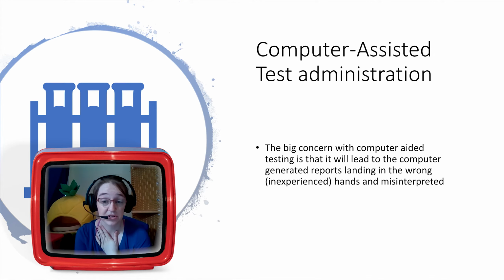A big concern is whether computer generated reports can land in the wrong hands and be misinterpreted. Even though the computer gives uniform information, it doesn't know as well if you cheat, or if your internet cut out or someone distracted you, so you don't have as much control over the administration if it's done at home, and the score doesn't take that context into account.